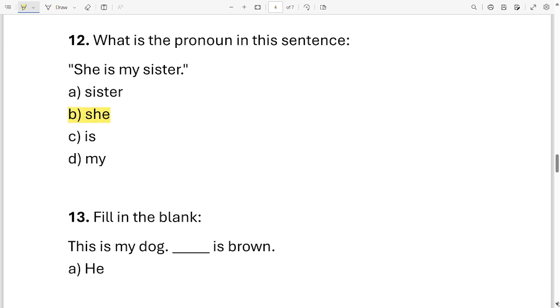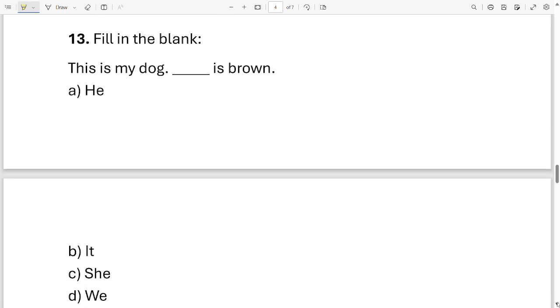Okay, question number 13, fill in the blank. This is my dog, dash is brown. Which word should I put here? Options are he, it, she, we. These are the four options. Which one is the correct option? It is option B. This is my dog, it is brown.